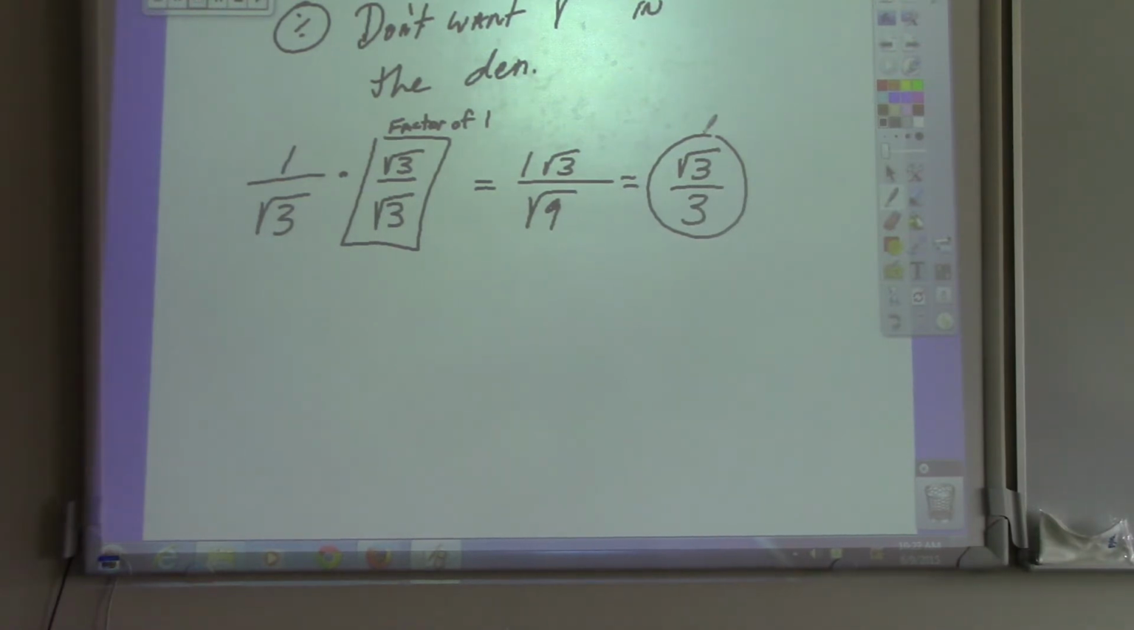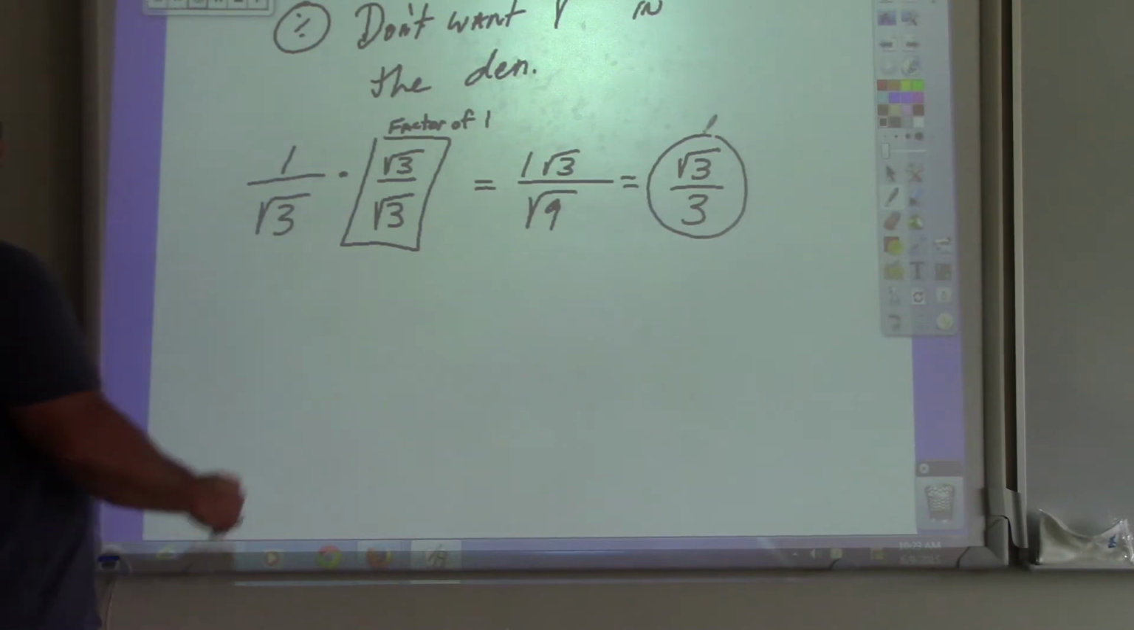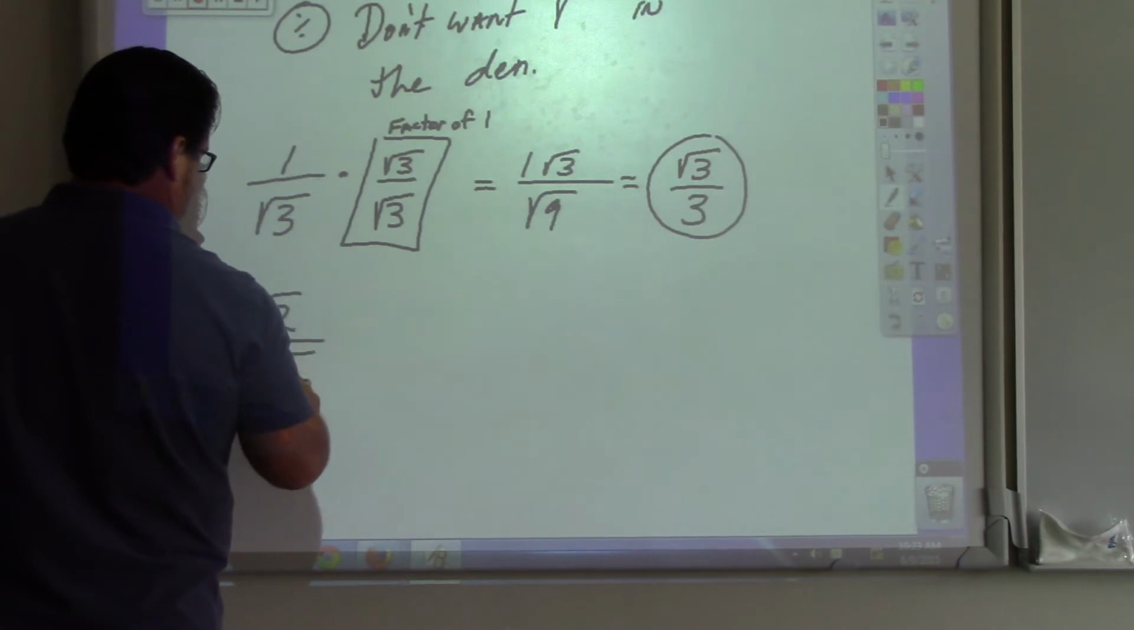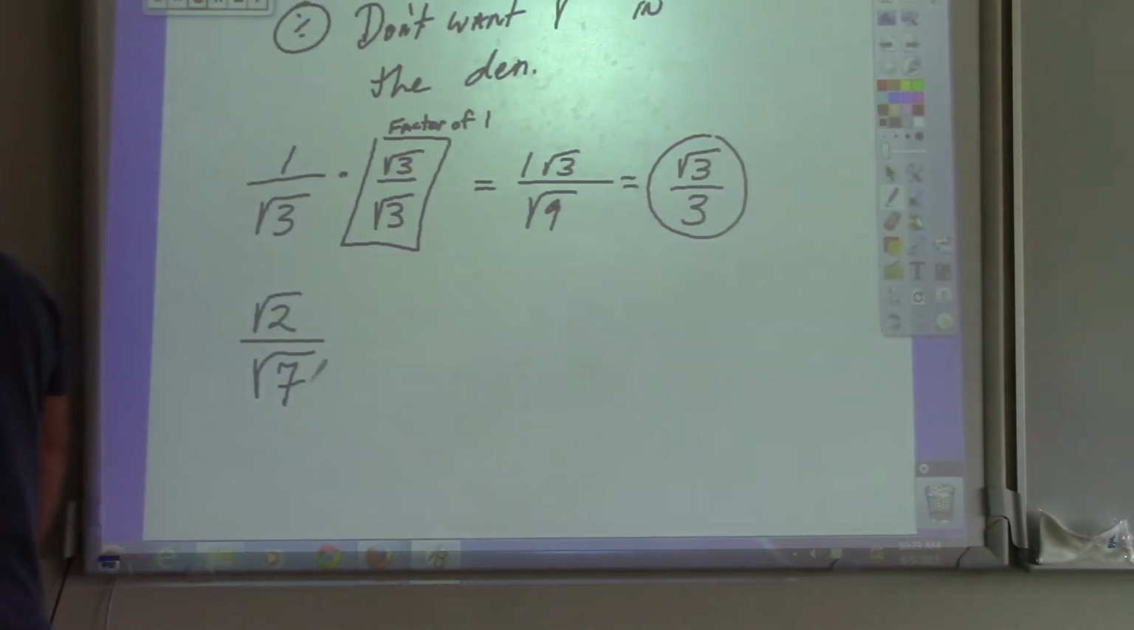Okay? So let's do another: square root of 2 over square root of 7. Try that one.